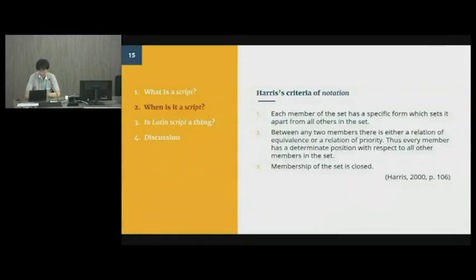So let's see how to identify or distinguish scripts from others. That's what I should do first. Fortunately, Harris has some hint of this. He gives a criteria of notation: each member of the set has a specific form that sets it apart from all others, and between any two members there is either a relation of equivalence or a relation of priority. And he also says membership of the set is closed.